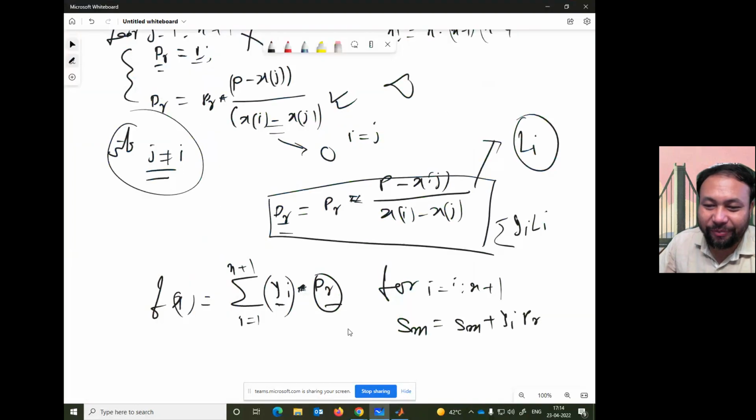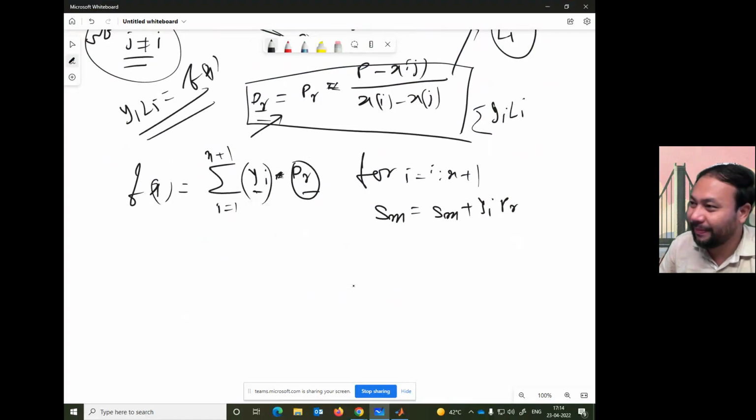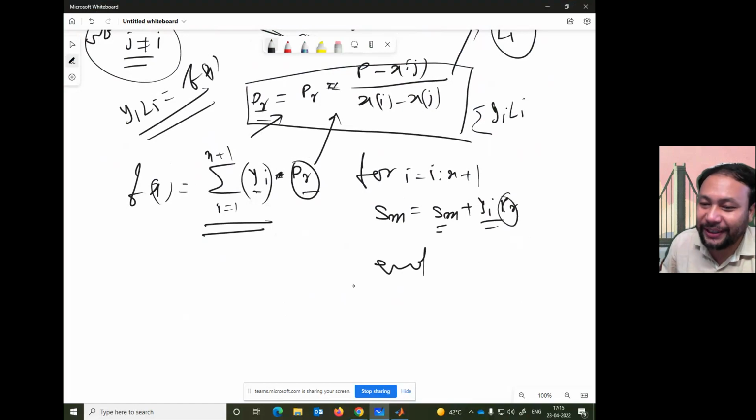Okay, got the point. Now I have developed this PR. The PR means actually Li. What was the formula? Yi into Li is equal to f of x, which was the Lagrange's interpolation. This is the Lagrange's interpolation, and it is coming from this formula. Now I need to do the sum only. So the sum will be from i equals 1 to n plus 1 of yi into PR. This PR is Li. Now it is going to end.